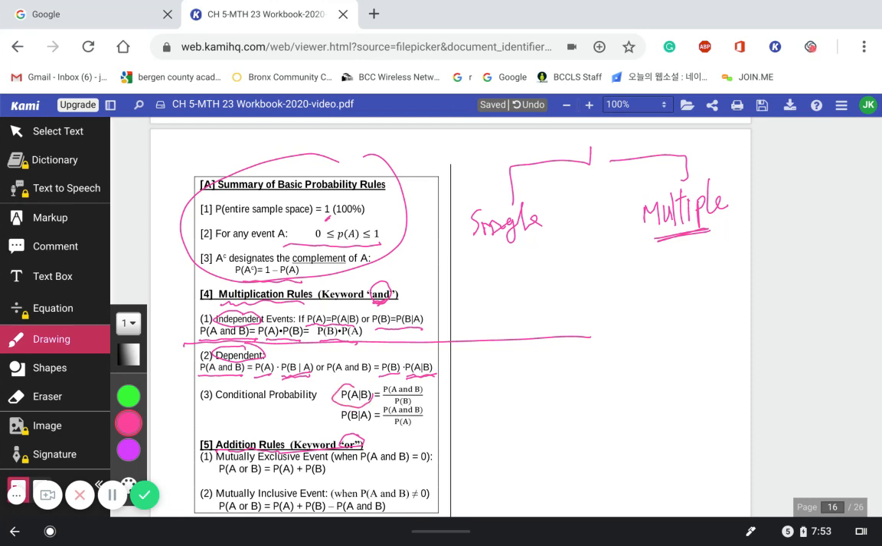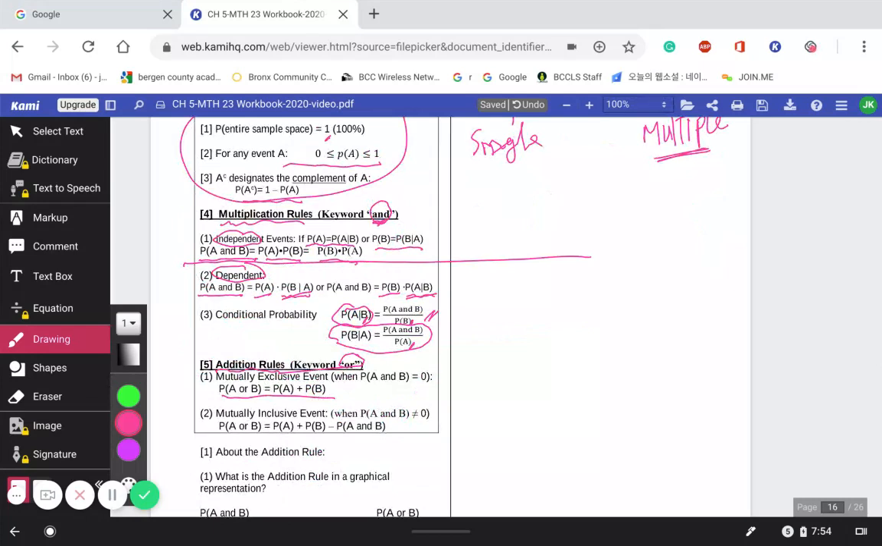Now, addition rule: if mutually exclusive, because two events do not have any common, then you just add them. But if it's mutually inclusive, then after you add them, you have to take away the common value. Okay, so that's what we learned so far. And after that, practice makes it perfect. These are more like a summary of what we learned.